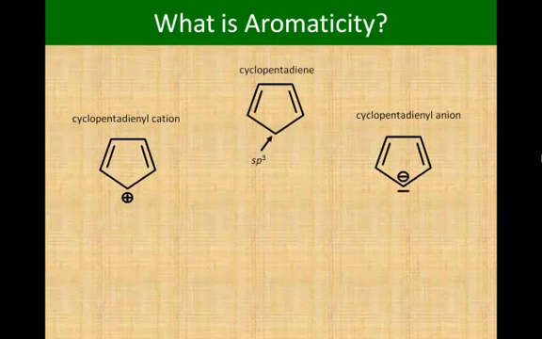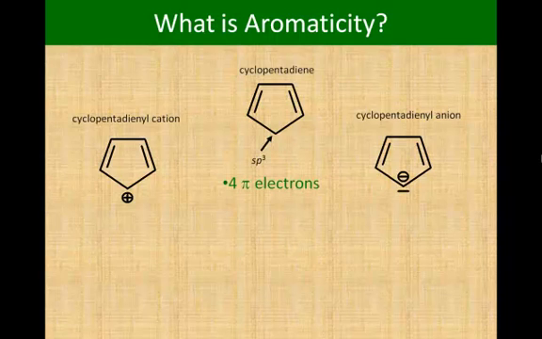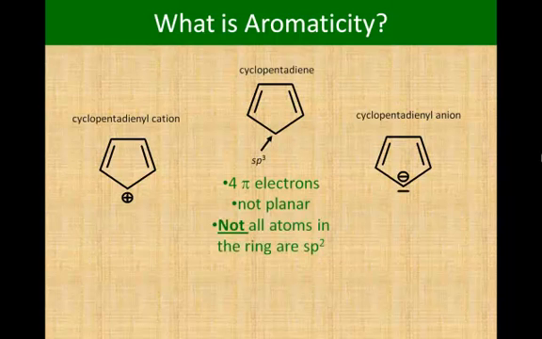Let's look at cyclopentadiene, the structure in the middle. It has 4 pi electrons, or in other words, 2 pairs of pi electrons. That already does not fit our criteria for aromaticity. It is not planar. Again, that may not be immediately obvious to you. Not all of the atoms in the ring are sp2 hybridized. You can see that we do have an sp3 carbon in this ring. So cyclopentadiene is not aromatic.